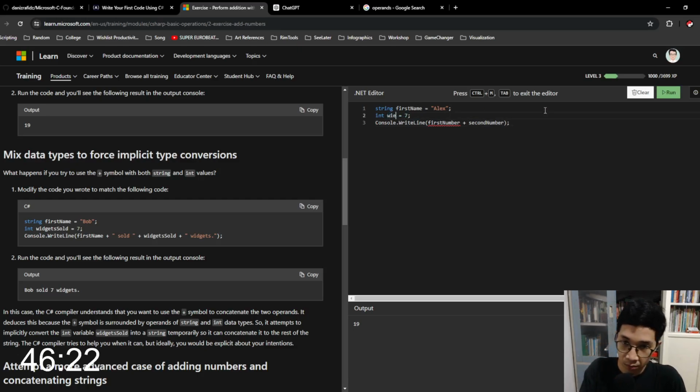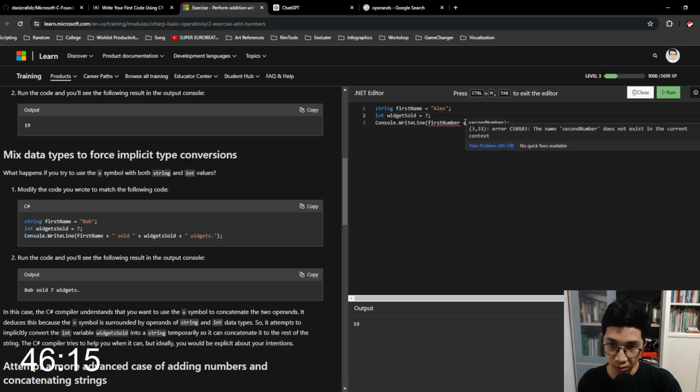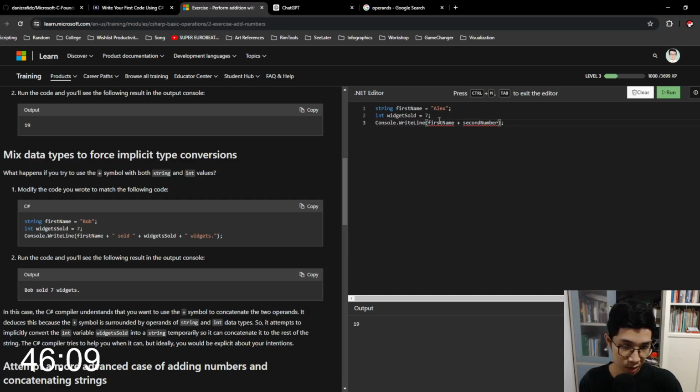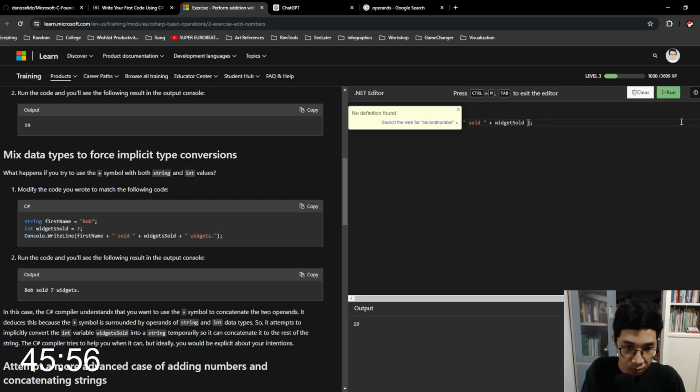Integer widget sold. Widget sold is equal to 7, and then Console.WriteLine first name plus. Okay, let's just copy this one. First name plus sold, and then widget sold, and widgets. Don't forget the semicolon. I did that.